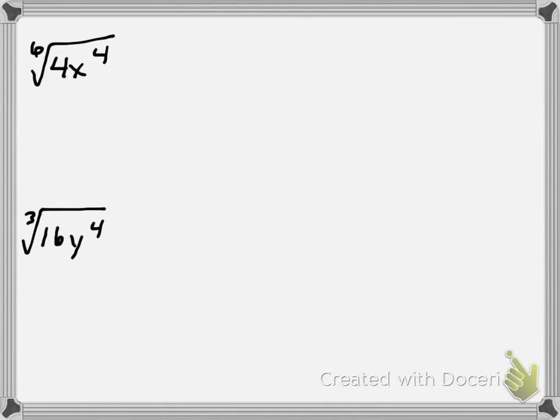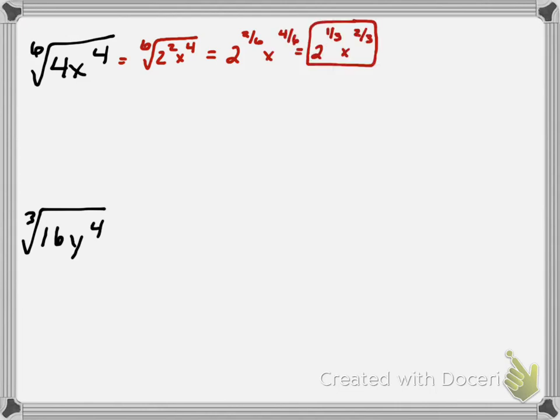4 is 2 squared. And so each of those, written separately using rational exponents, would be 2 to the 2 sixths, x to the 4 sixths, and then each of those reduces. So that doesn't make the problem any more conceptually difficult. It's just longer. So don't be afraid.